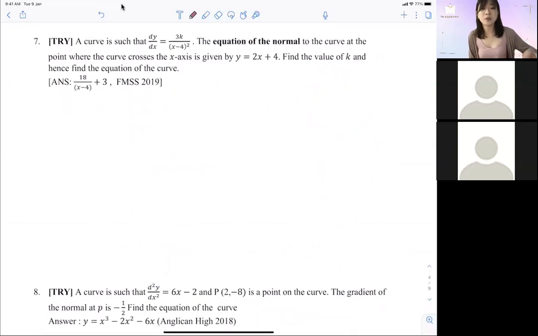Okay, once you get stuck at 7 or 8, please let me know. Curve versus x-axis means y equals 0, right? Yes, very good, very good.